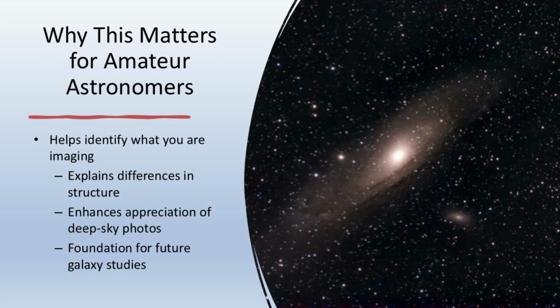What you are looking at here is the Andromeda galaxy, Messier 31, one of the most popular targets for amateur astronomers. When you understand galaxy classification, this image becomes more than just a beautiful photograph. You recognize it as a massive spiral galaxy with a bright central bulge, a rotating disk, and regions of ongoing star formation. Knowing the difference between spiral, elliptical, lenticular, and irregular galaxies allows you to interpret what you are seeing in your own observations. It turns astrophotography into a deeper understanding.